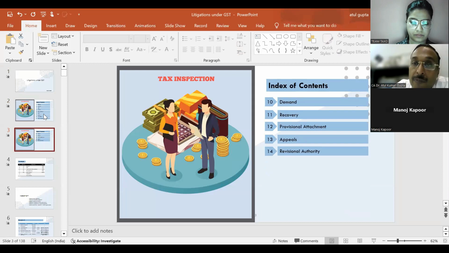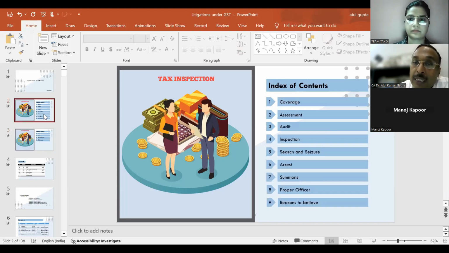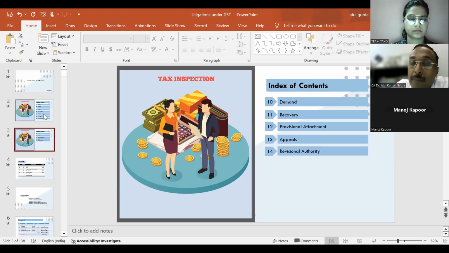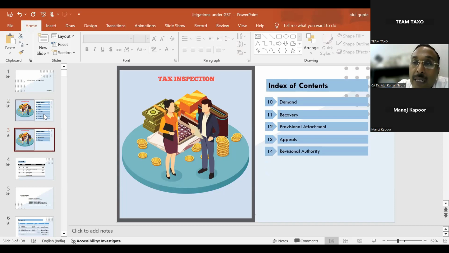My dear friends, today we are not going to discuss all these 14 points, and our focus will be only and only on the issue of how we have to reply to the various show cause notices, how we have to handle the show cause notice. That is the demand which is being created by the department. In point number 10, you will find that there is a word called demand. So if the demand is being raised by the department, how to handle that demand is something that we are going to deliberate.